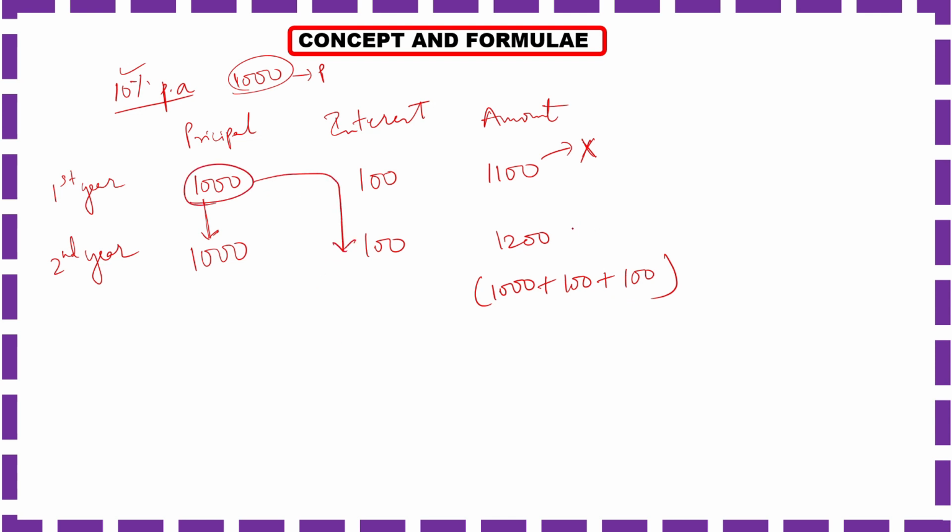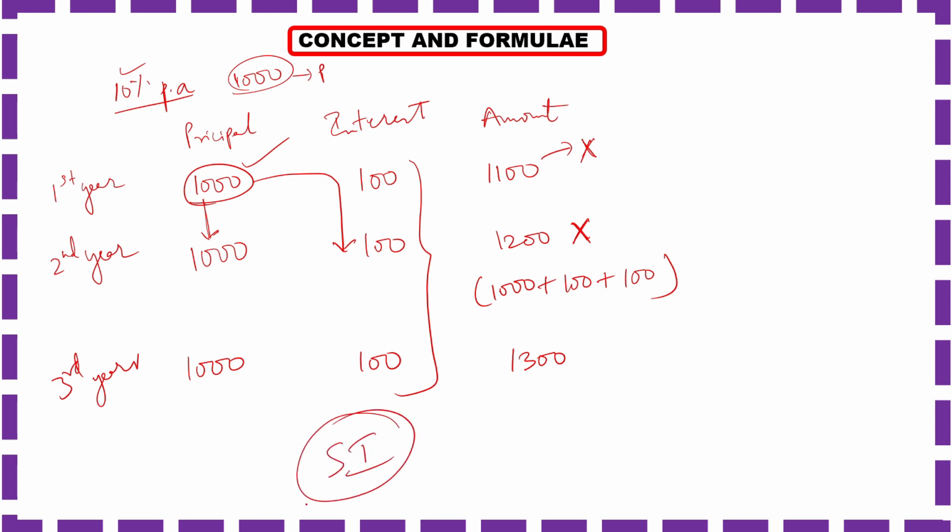Now let us assume that you are not going to pay at the end of the second year, you wanted to pay at the end of the third year. The principal is the same, and the interest is 100 because 10% of 1,000 is 100. Now the amount by the end of the third year is 1,300. Why this 1,300? The principal 1,000 and the interest of the 3 years, which is 100, 100 and 100, that is 300, so 1,300. This is simple interest.